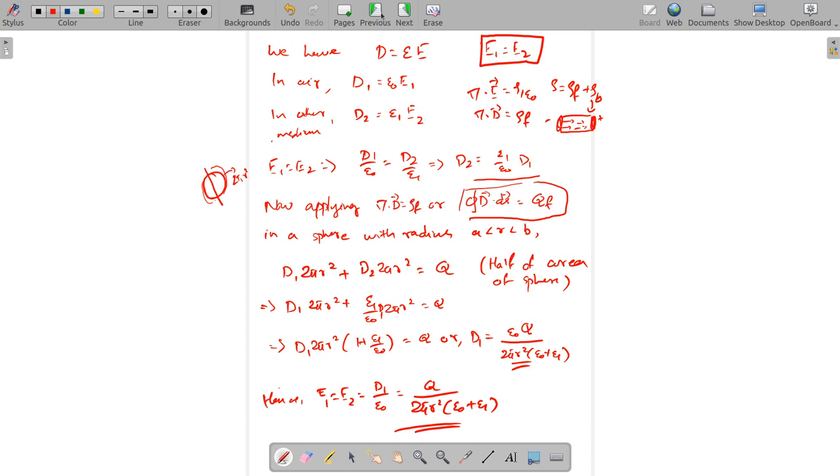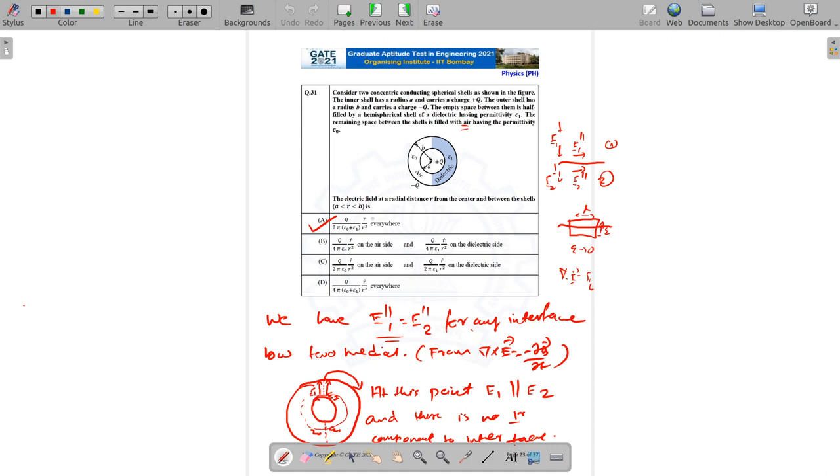So if you look at the options, they are asking for the direction also, which we already discussed. It will always be radially outward, because you have a plus Q inside. If it was minus Q inside, it would be radially inward, with a minus sign. So in this setup, it will be radially outward with magnitude Q by 2 pi (epsilon 0 plus epsilon 1) divided by r squared. There are also options with an additional half factor.